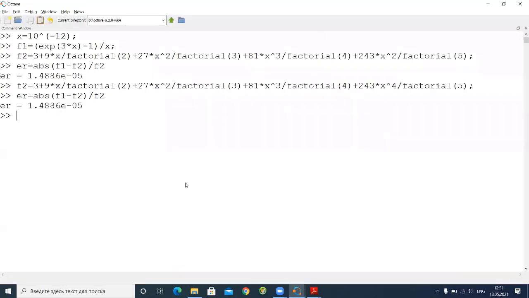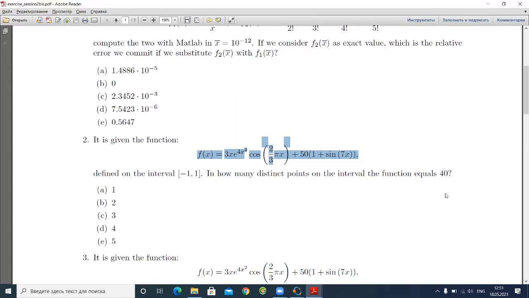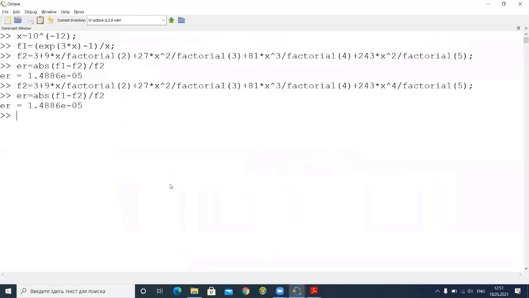And the second question. It's given the function. Again, this big function, defined on the interval minus 1 and 1. In how many distinct points on the interval does the function equal 40? Is it clear? So we need to draw the graph of this function and find how many different points on the interval the function equals 40. Just evaluate this graph. Draw the graph here. Okay, so here.